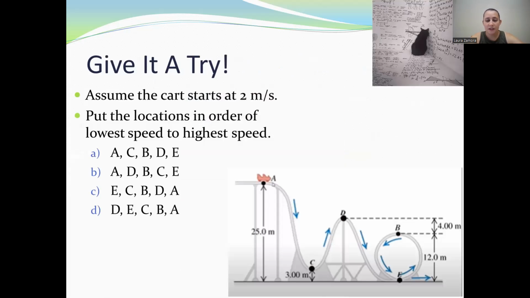And now, starting off today, I would like for you guys to think through a couple of questions about this roller coaster. We're going to assume the cart starts at 2 meters per second. So up there at the top, it's moving 2 meters per second to the right. And what I want you to do, or attempt to do, is to put the locations, the points A through E, in order from lowest speed to highest speed. Okay, so take a couple of seconds, think through that, and then we'll talk through the answer together.